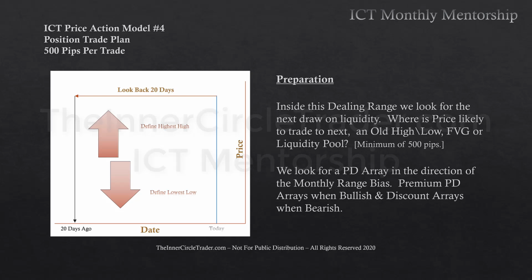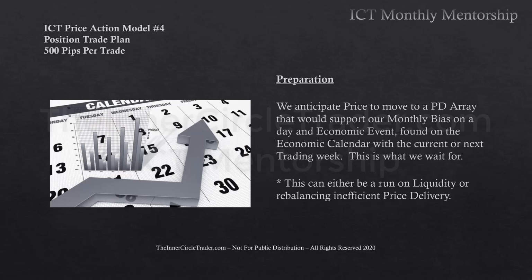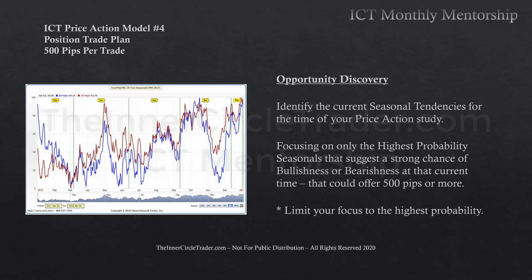We will look for a PD array in the direction of the monthly range bias, premium PD arrays when bullish, and discount arrays when bearish. We will anticipate price to move to a PD array that would support our monthly bias on a day and economic event found on the economic calendar within the current or next trading week. This is what we wait for. This can either be a run on liquidity or rebalancing to inefficient price delivery.